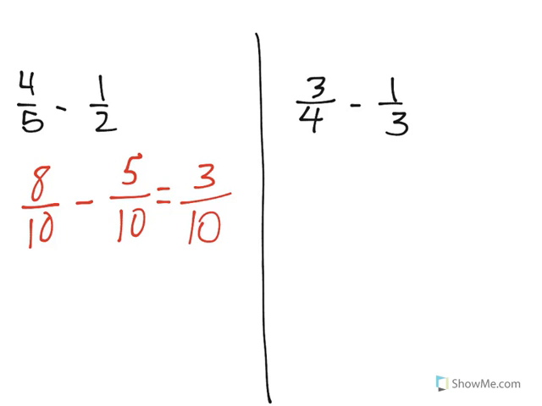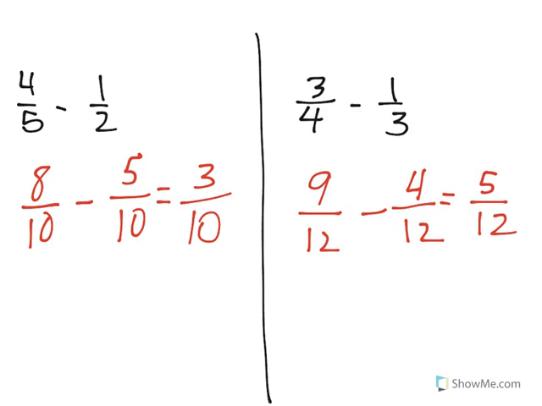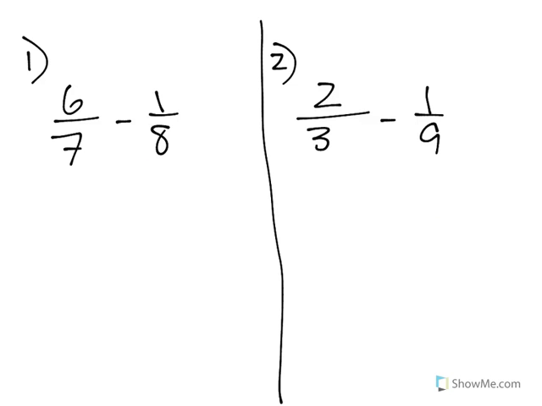Okay, next example, 3/4 minus 1/3. The least common multiple for 4 and 3 is 12. 4 times 3 is 12, so we'll do 3 times 3 is 9. 3 times 4 is 12, so 4 times 1 is 4. And the answer here is 5/12. All right, so here are 2 examples for you to give a shot.